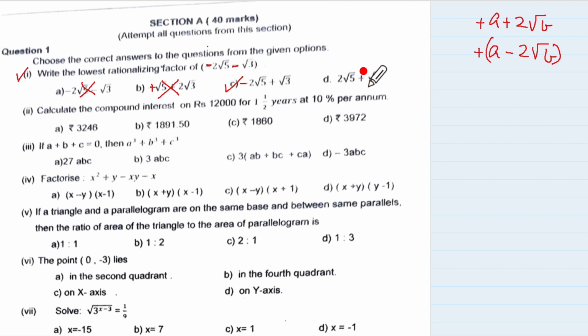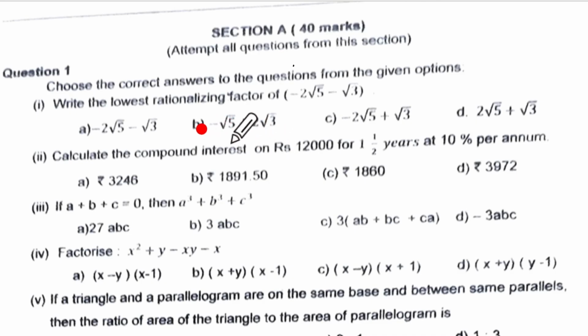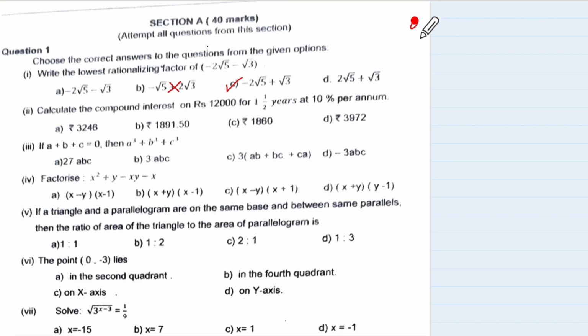So the option is C. Here again you will see 2 root 5 minus root 3, and both of these are positive signs. Also, in the second one you will see 2 root 5 has been replaced by only 5 and root 3 has been changed to 2 root 3, so this again is the wrong option. So the correct option is C, and when you write your answers you will say question 1 first, write C, and then write minus 2 root 5 plus root 3. This is how you present your answer.